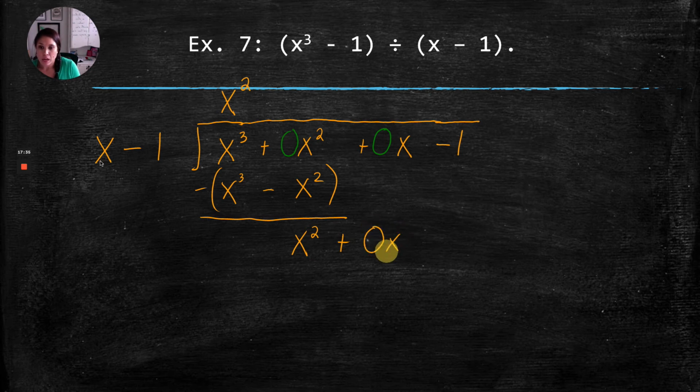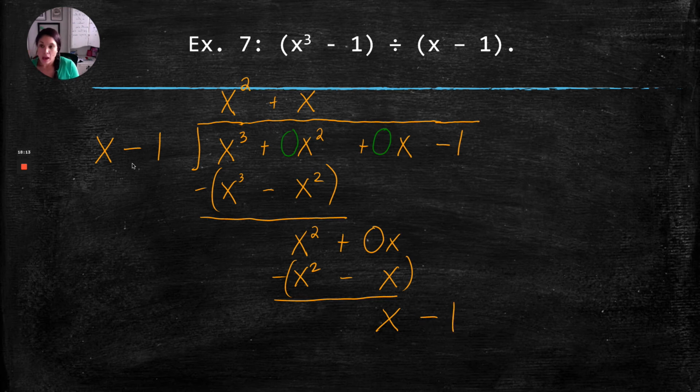So let's think, how many times can x go into x squared? You should think 1 time. So we're just going to write x. X times x is x squared. I subtract this, and then x times negative 1 is negative x. So this cancels. 0 minus a negative 1 is a positive 1. So this again is just 1x. Bring down my next term, minus 1.